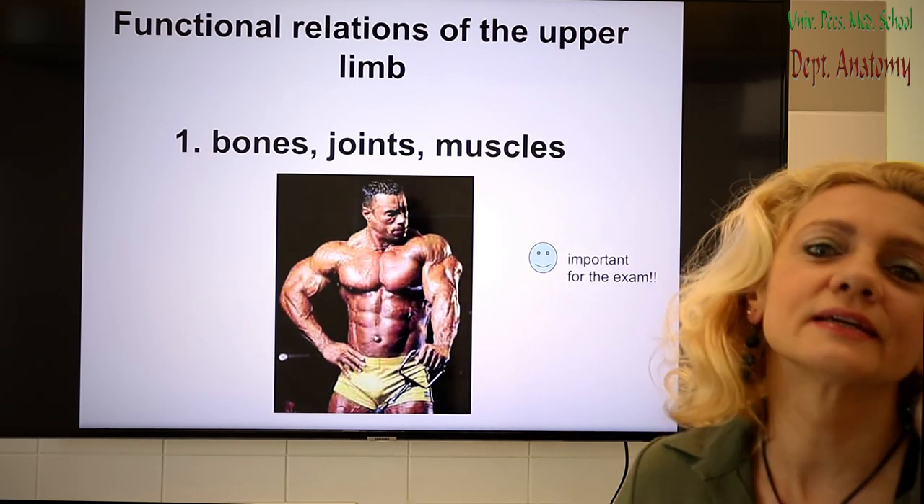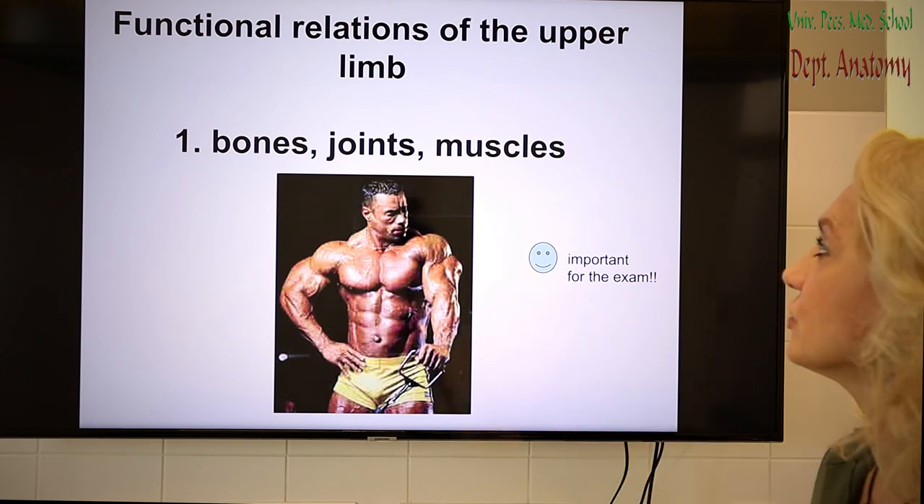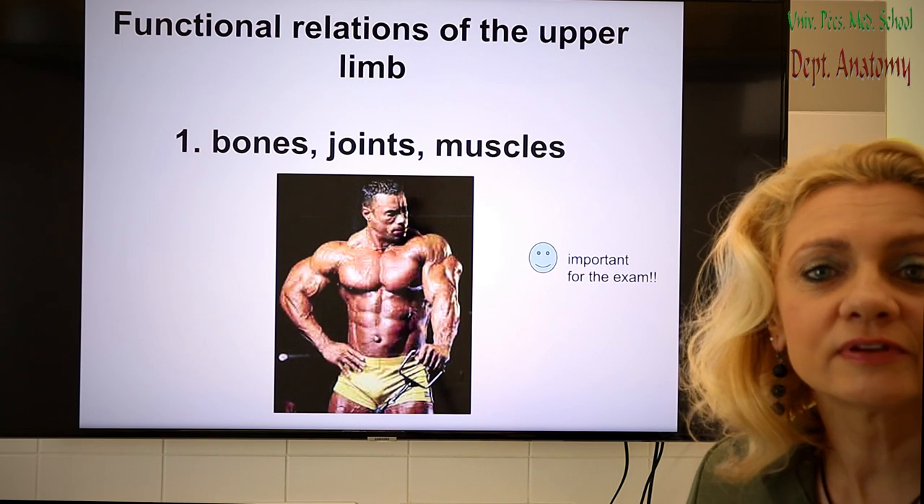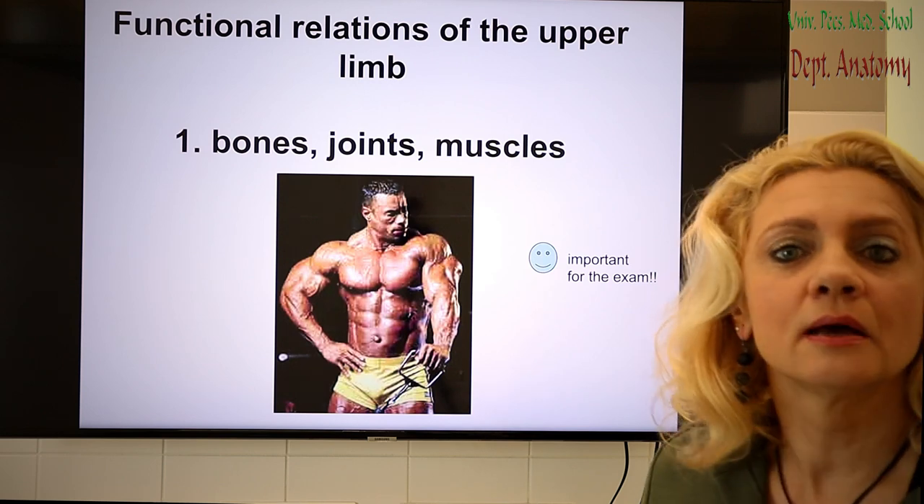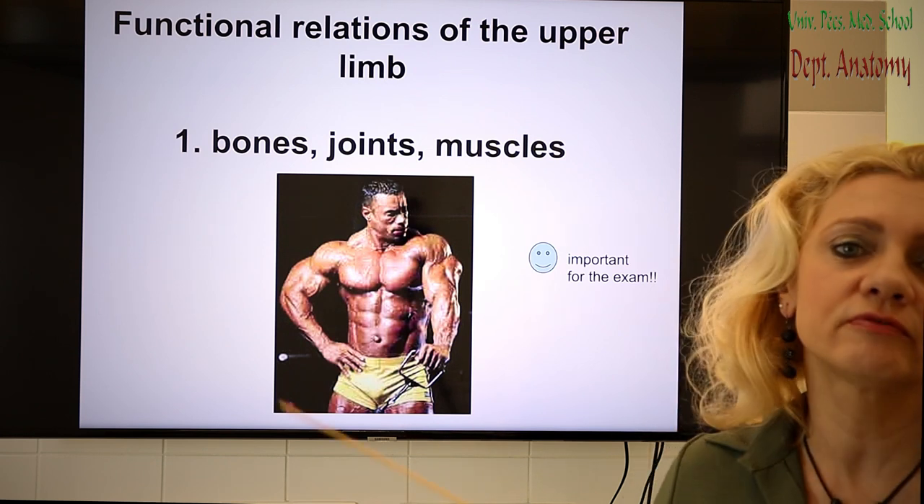Dear students, in these two lectures I would like to give an overview of the functional relations of the upper limb. The purpose of the lecture is not to give a detailed anatomical description of all the bones and joints and muscles and nerves and arteries, but to draw your attention to some functional details.